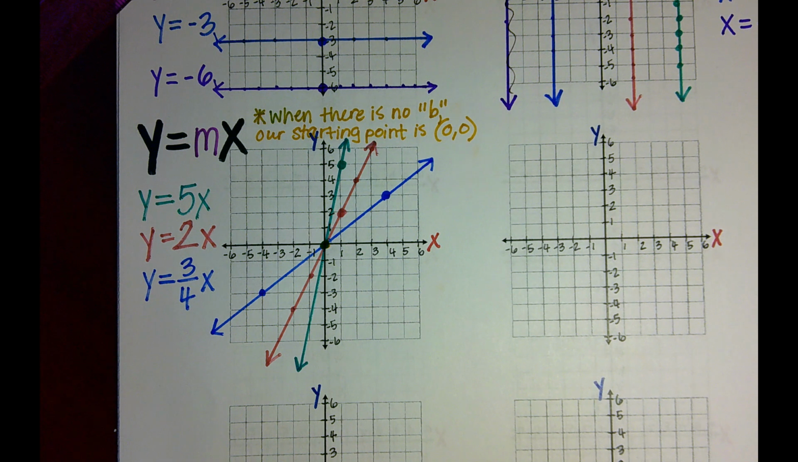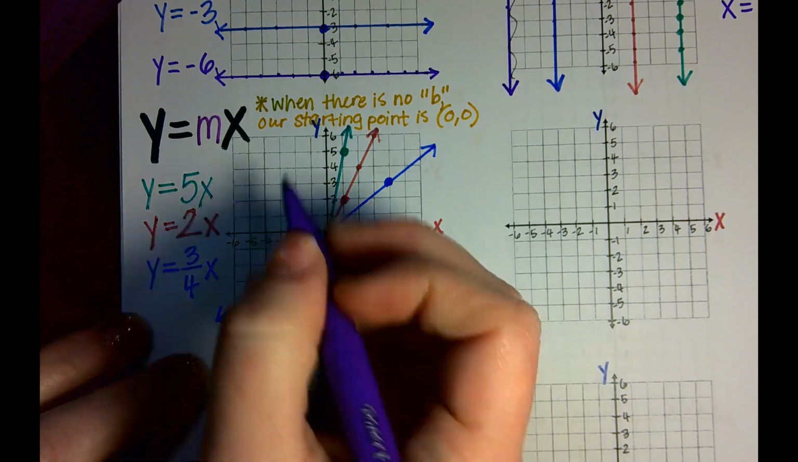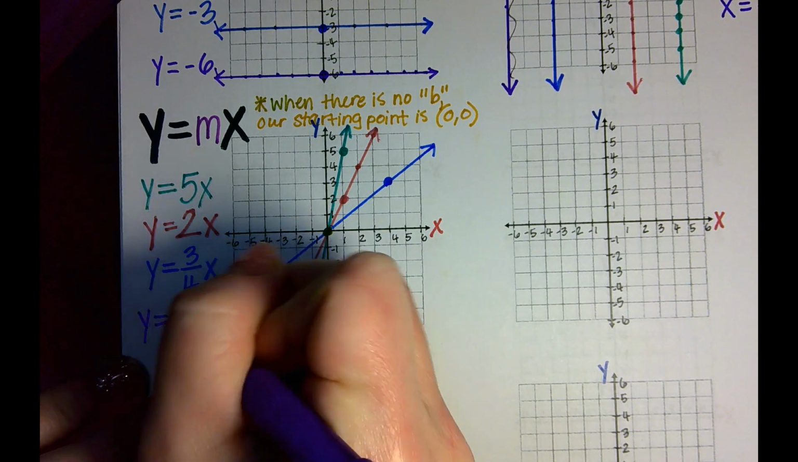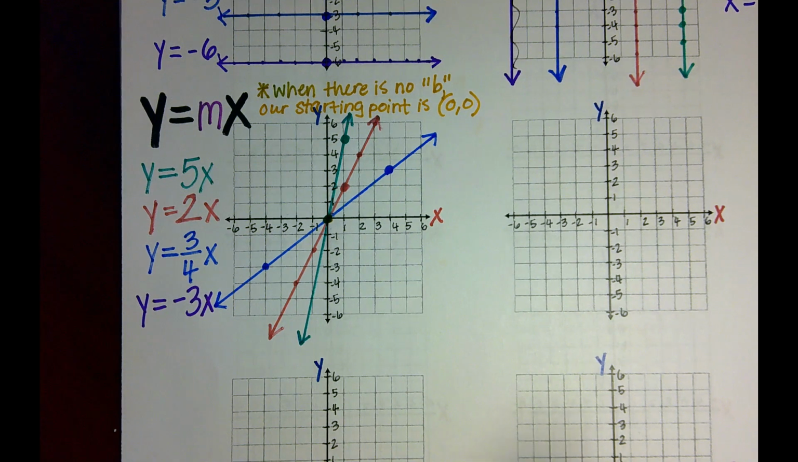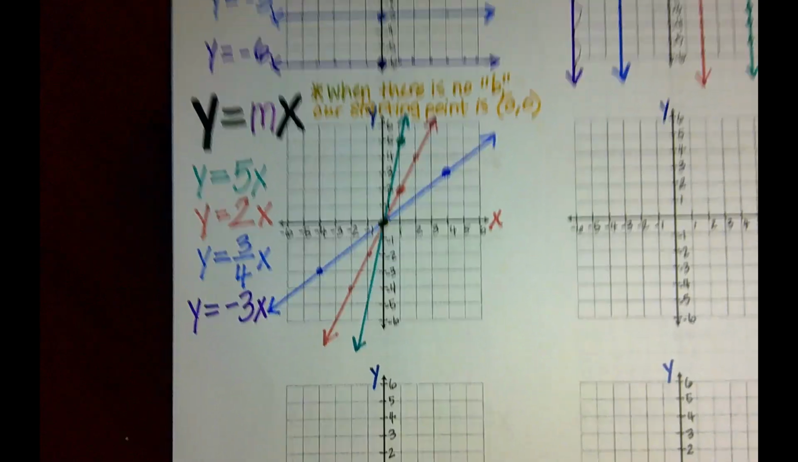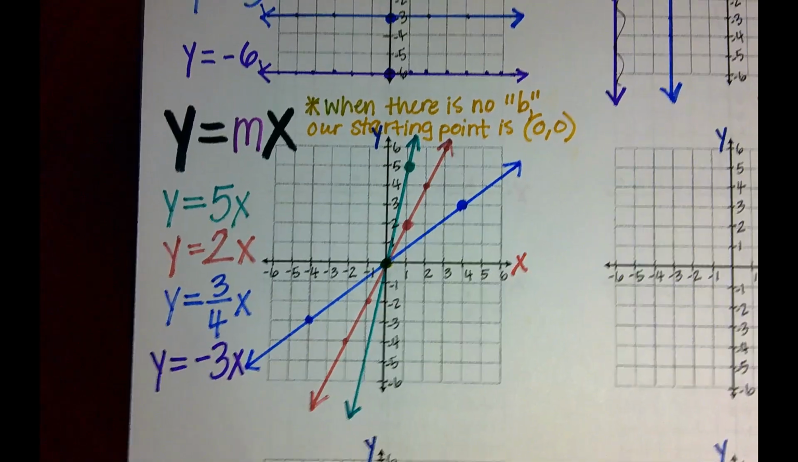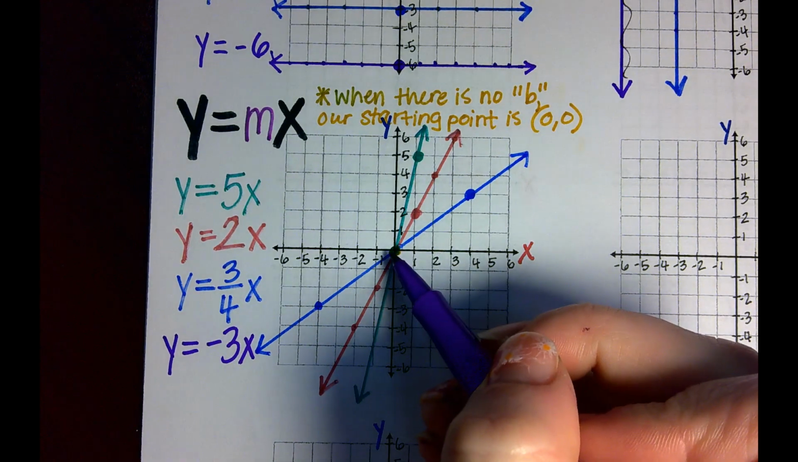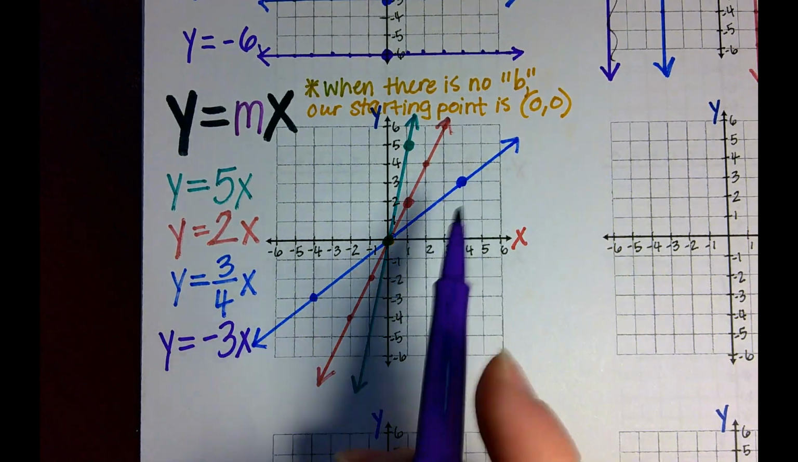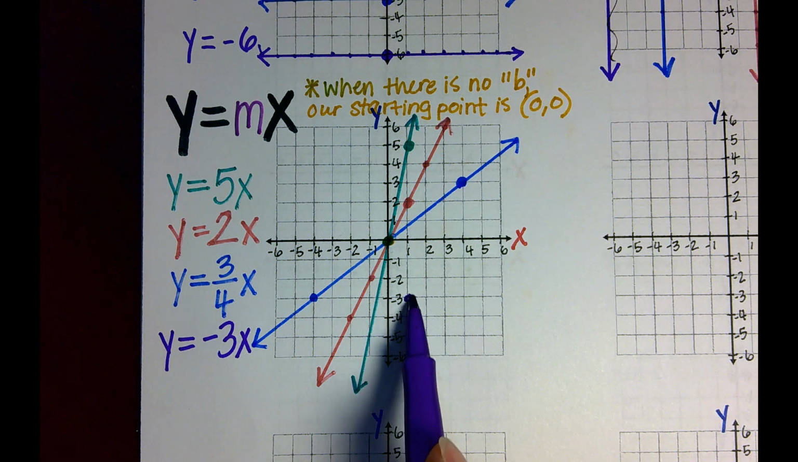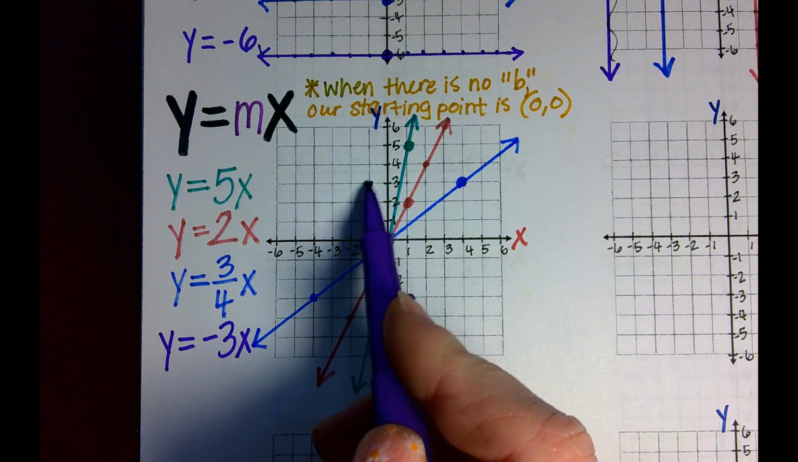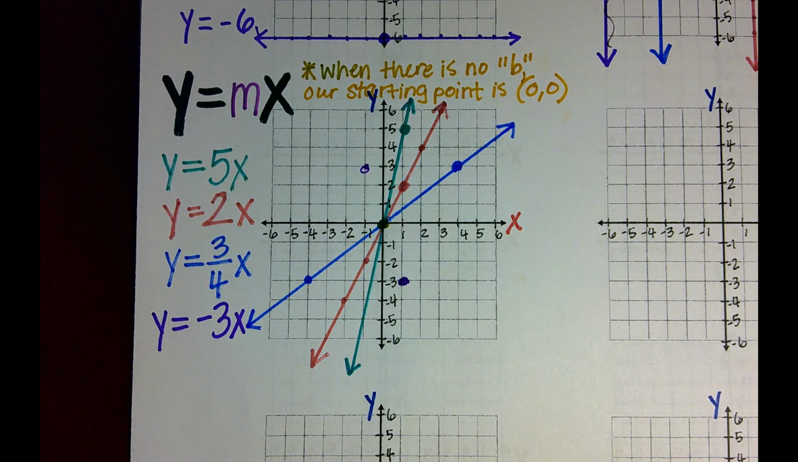Let's do one more like that so we can see even more of a comparison. I'll give you a negative slope this time. How about y equals negative 3x? Where would I start? 0. Good. We're going to start at 0. And where do I go from there? Down 3, over 1. Good. And I will mark my points.